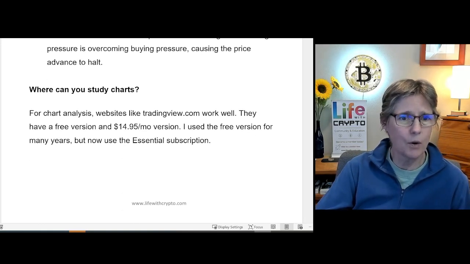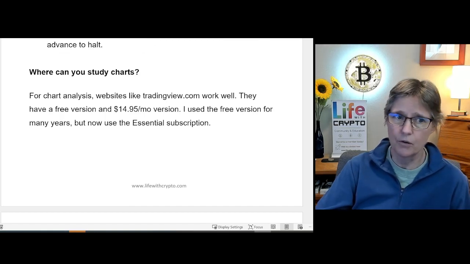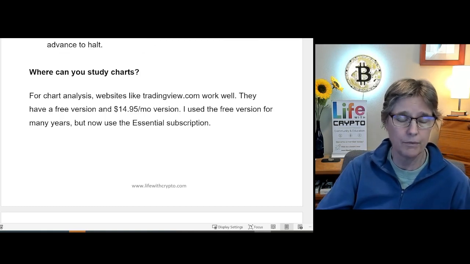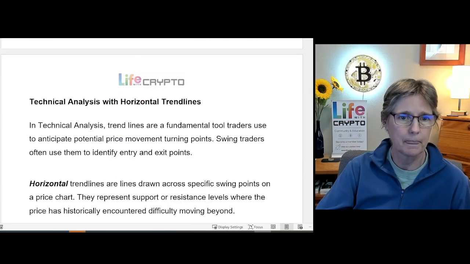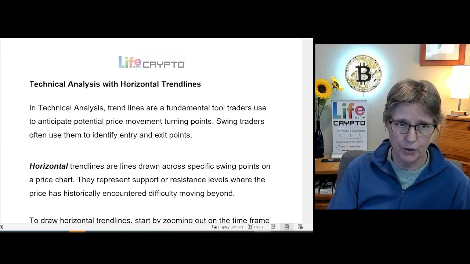So as a reminder, where can you study charts? I highly recommend tradingview.com. It's a great place to get started. They have a free version and they have a low-end paid version. I used the free version for many years, and I now use their low-end paid version, which is their essential subscription.